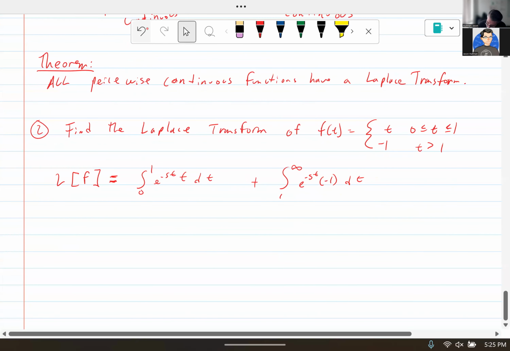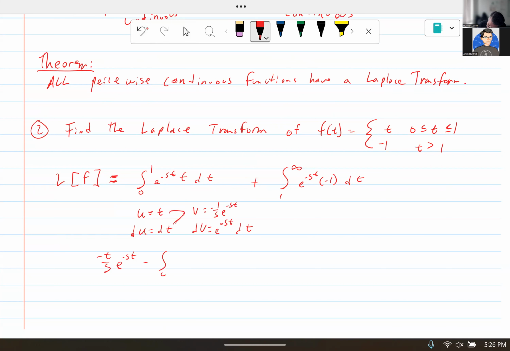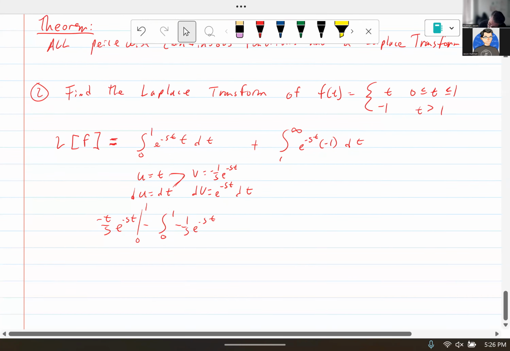Okay, so let's do integration by parts on this guy. u is equal to t, du is equal to dt, and dv is equal to e to the negative st dt, and that means v is equal to -1 over s, e to the negative st. We get t times negative 1 over s, e to the negative st, minus the integral from 0 to 1 of negative 1 over s, e to the negative st, for that first part.